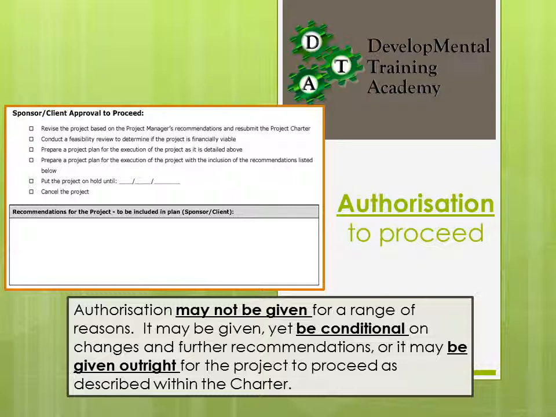So there's a sample of an authority to proceed section, and it has a number of options such as revise the project based on the recommendations and resubmit the charter, conduct a feasibility review to determine if it's viable, prepare a project plan based on the charter as it stands, prepare a project plan but include the recommendations listed, put the project on hold or cancel the project. So it's a real milestone to reach and move through this authorization phase, and it would be the end of a stage of a project.